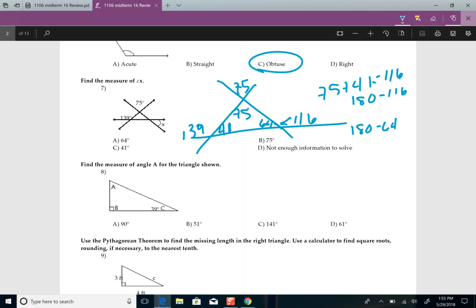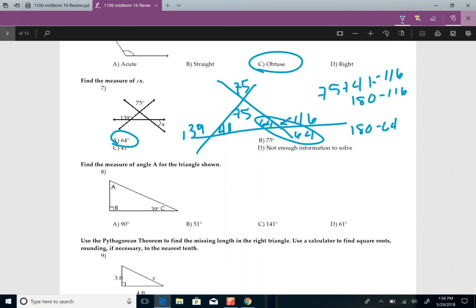So there's my answer for that part, which I can then do 180 minus 116 is 64 here, or you could look at these two are vertical, which is why they're 64. So there's a bunch of different ways to get there.